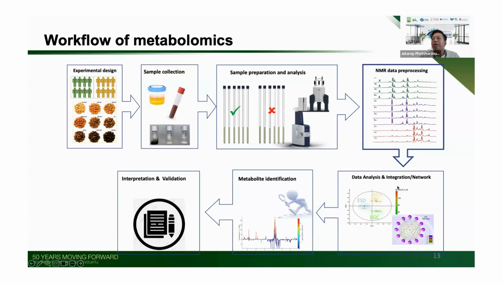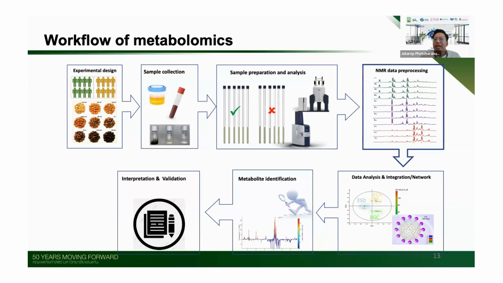And then after we pre-process the data, we need to perform the data analysis and perhaps do the integration and network analysis as well, in order to understand the overall metabolic alteration as the big picture in our study. And then we can identify the key metabolites that make, let's say, the treatment and the control groups differ from one another. Or we could use metabolite identification to specify the biomarkers that we found from the statistical analysis. And in the end, we need to interpret our data and validate our data.